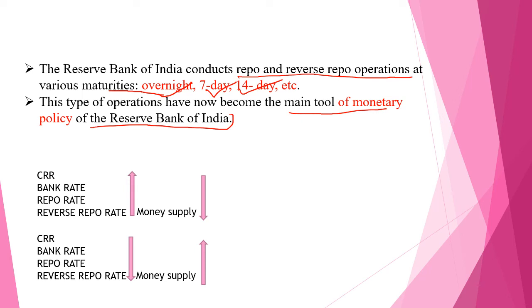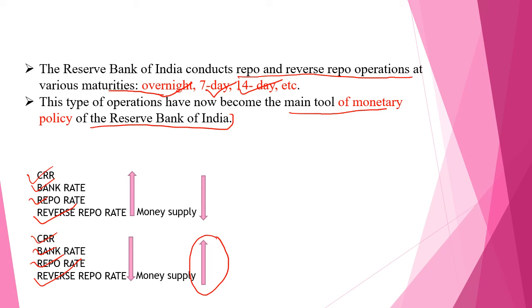And also, we conducted two videos, monetary policy 1 and 2. In the first video we discussed the CRR and bank rate. In the case of CRR increases, the money supply will decrease. When the bank rate increases, money supply will decrease. Repo rate increases, then money supply will decrease. Reverse repo rate increases, then money supply will decrease. This is very important. You have to write it in your notebook. Then CRR decreases, bank rate decreases, repo rate decreases, reverse repo rate decreases, then money supply will increase.